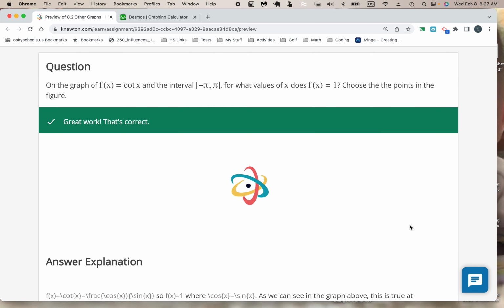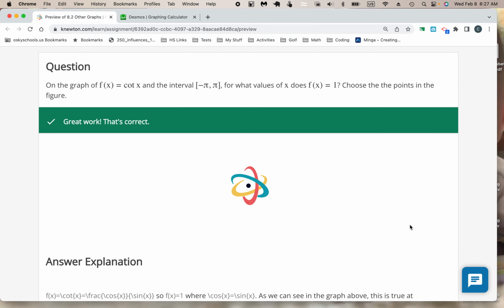Now it says graph tangent functions. It says choose one point in the figure that is not in the domain of f of x. This is 1/5 tan x. And you have negative 2 pi to 2 pi as your domain, or your interval. So negative 2 pi to 2 pi is here. And they want us to look at 1/5 tan x. And they want to know where the figure is not in the domain.